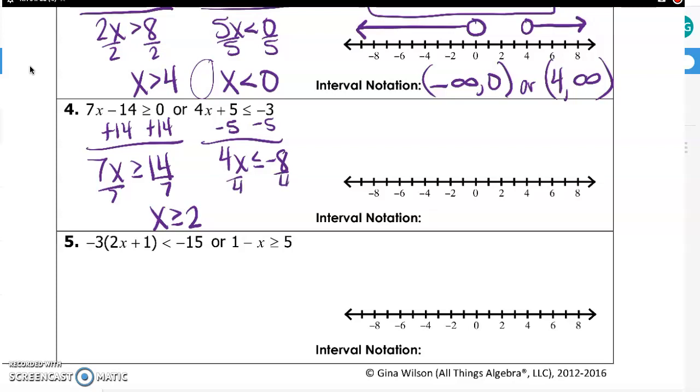Divide by 4, we do not flip it because we're dividing by positive 4. We get x is less than or equal to negative 2. So again, we need to flip those around. X is less than or equal to negative 2, or x is greater than or equal to positive 2.